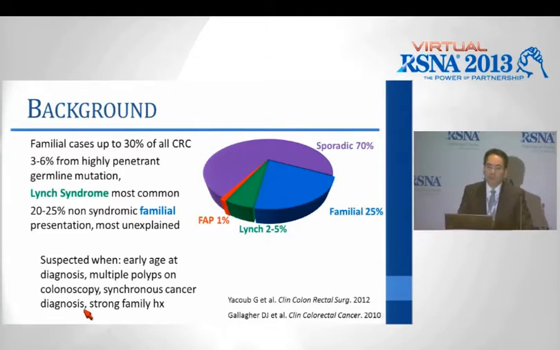And about 3 to 6% of them have a highly penetrant germline mutation, Lynch syndrome being the most common, around 2 to 5%. About 20 to 25% are so-called non-syndromic familial presentation. That is, they have 2 first-degree relatives with colon cancer as well, but we don't quite understand why it has a familial component. We suspect a familial or hereditary component when there's an early age of diagnosis, when multiple polyps are seen on colonoscopy, when there's a synchronous cancer diagnosis or a strong family history.